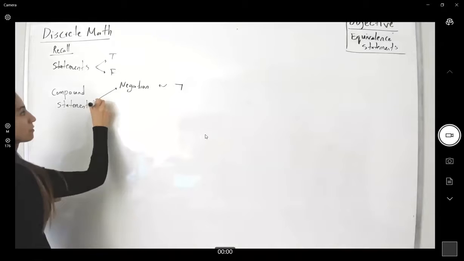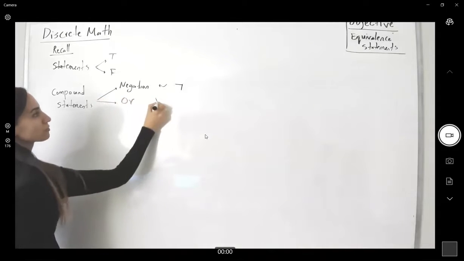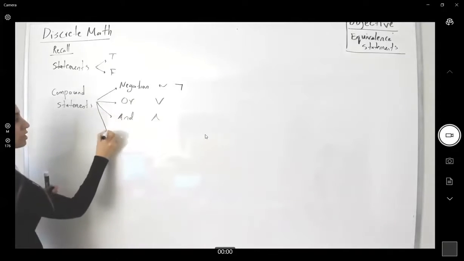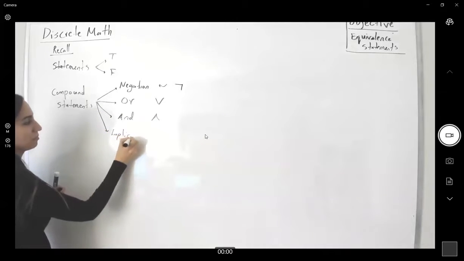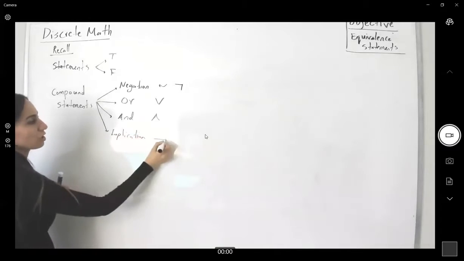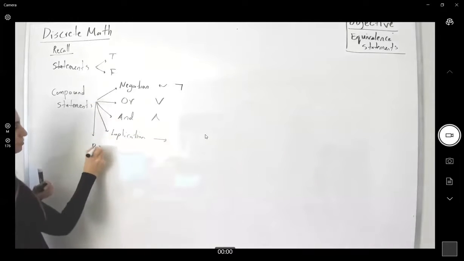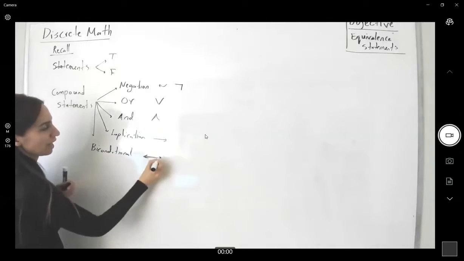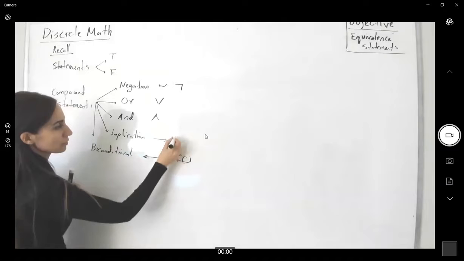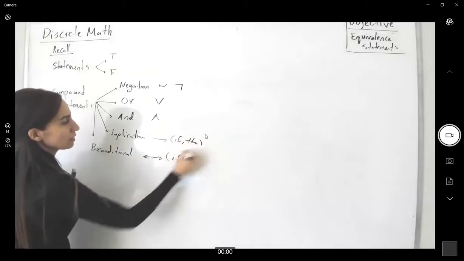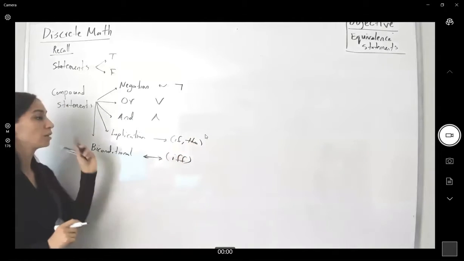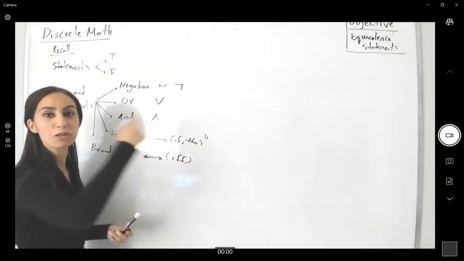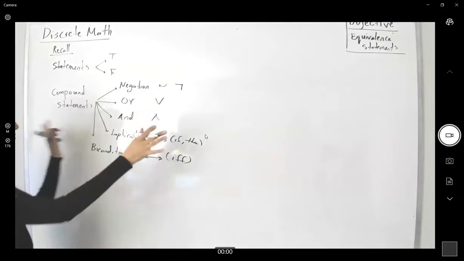Then we have or, and, implication, and biconditional statement. Biconditional, if and only if. So this is if, then, and biconditional means that your hypothesis implies your conclusion, and also your conclusion implies your hypothesis. Very well.